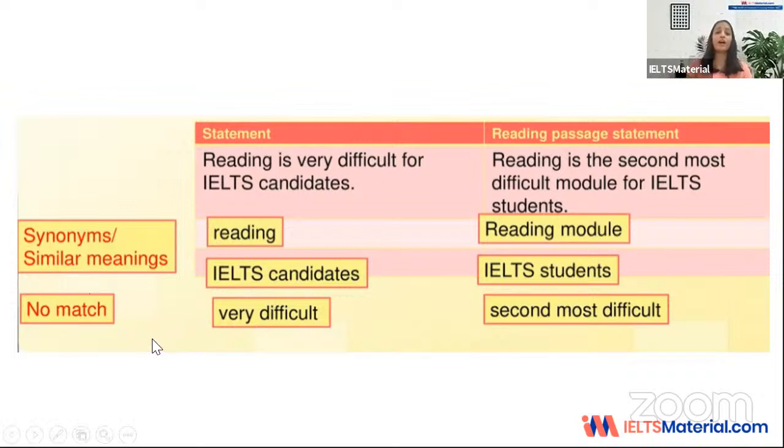So let me know if you have understood the basic difference between true, false, and not given. All right, that's great to know.